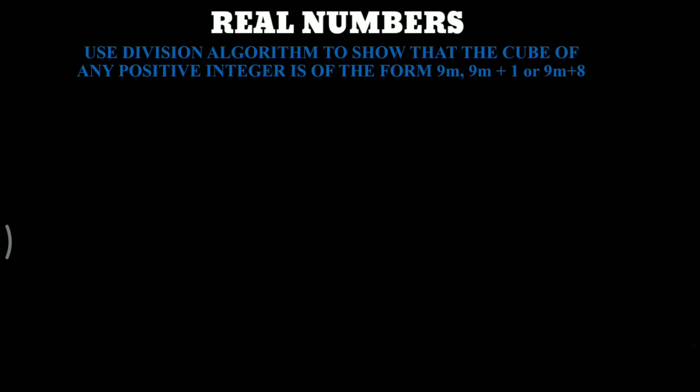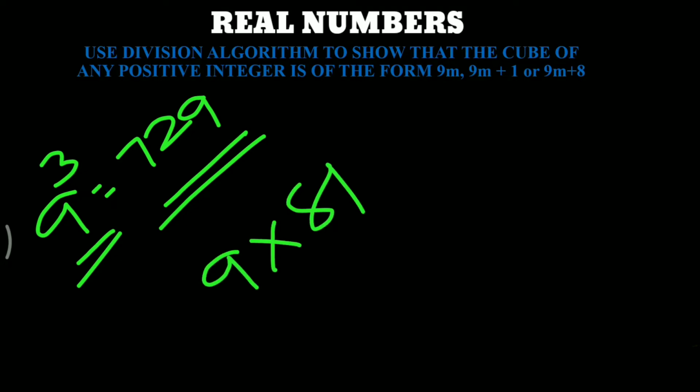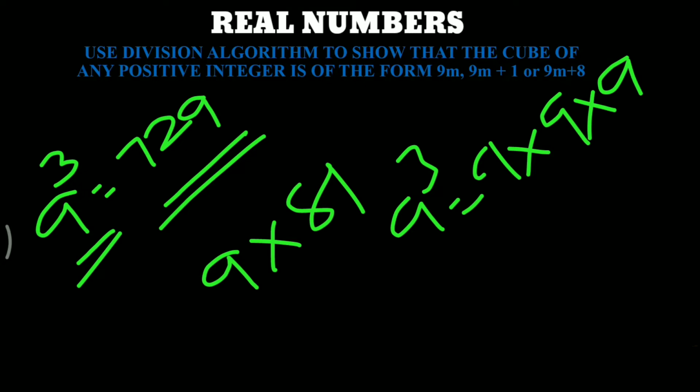Let me take one more example. I am going to take 9. So again I am going to cube it. 9 cube is equal to 729. Clearly 9 is a multiple of 9, so obviously 729 is a multiple of 9, which we can express in the form of 9 into m. Simply, 9 cube is equal to 9 into 9 into 9, so 3 times we have to multiply the same number. So this is 9 into 81, which we expressed in the form of 9m.